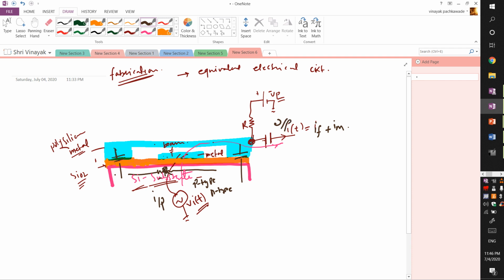This is the output. So we can derive the equivalent circuit, but before that we have to convert this mechanical structure into an electrical one. For that, we first have to understand the analogy.